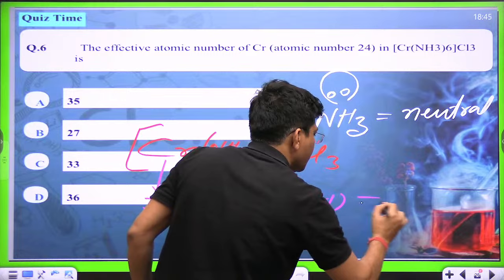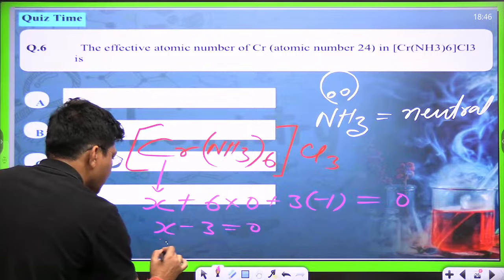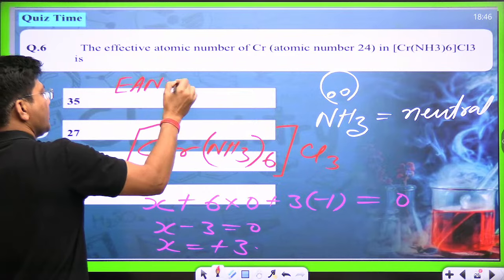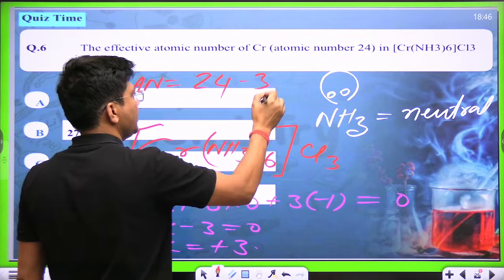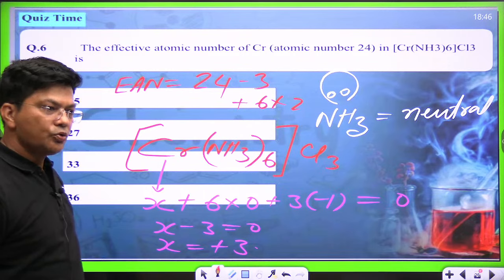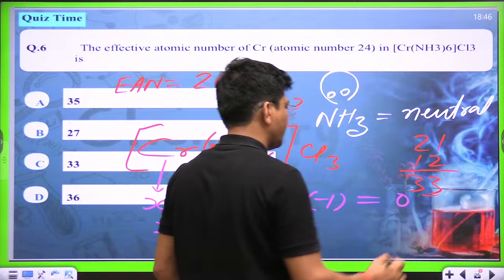Is it visible to all of you, kids? Now, X minus 3 is equal to 0. So X is equal to plus 3. So the oxidation state is plus 3. Let's find the effective atomic number, EAN, that is atomic number 24 minus oxidation number 3 plus twice the coordination number, 6 into 2. How much is it coming out? 24 minus 3 is 21. 21 plus 12, how much is it? It is 33. Oh, it's 33, kids.